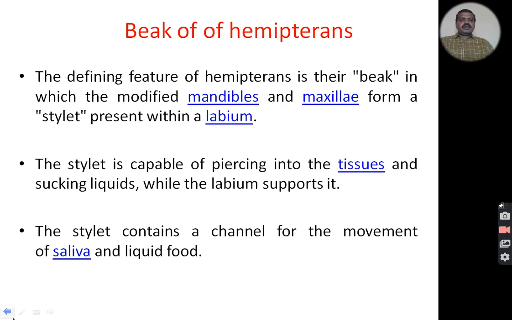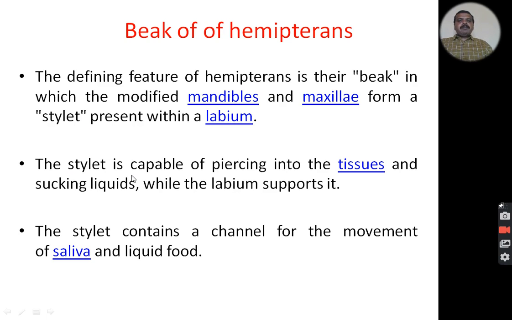Beak of the hemipterans. As I told, generally the bugs' mouth parts are modified in order to match the feeding habit, okay. So the defining feature of hemipterans is their beak, that is the mouth part. In which they modify the mandibles and the maxillae. So they form a stylet, both mandibles and maxillae. They are modified in order to form a proboscis, a sharp, hard, tube-like structure, what is called a stylet, present within the labium, that is the lower lip.